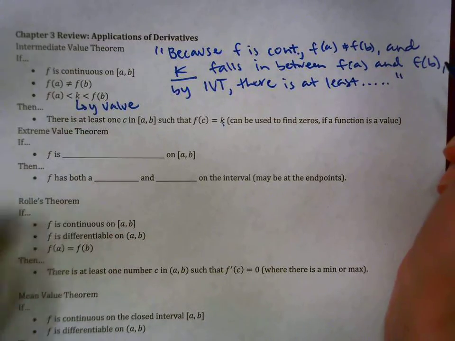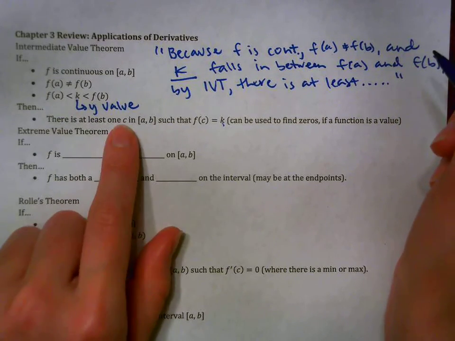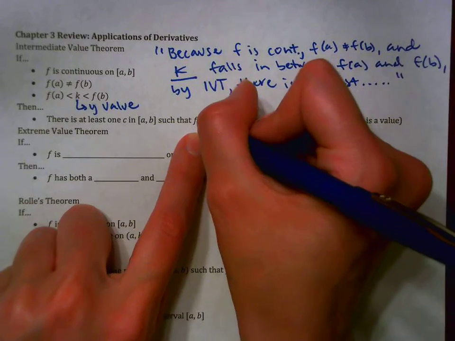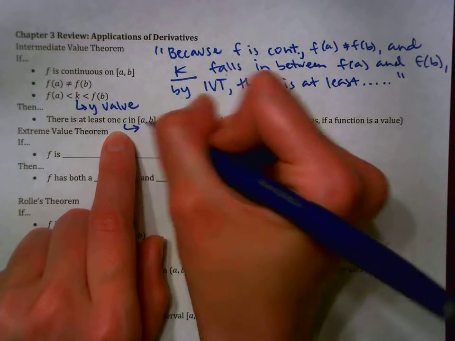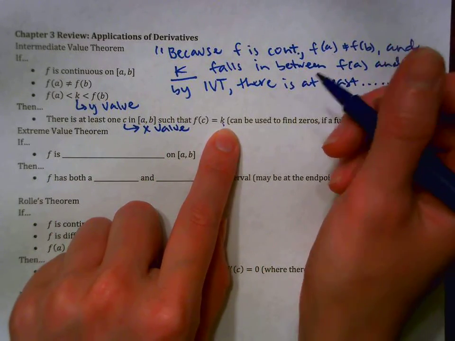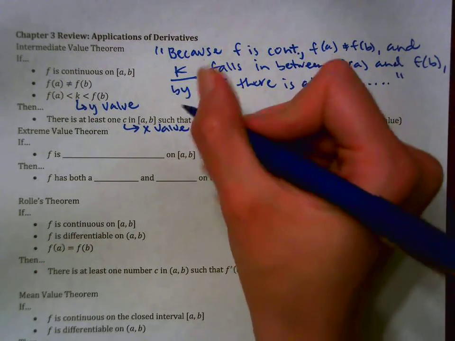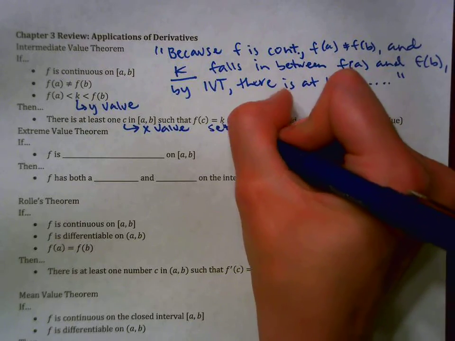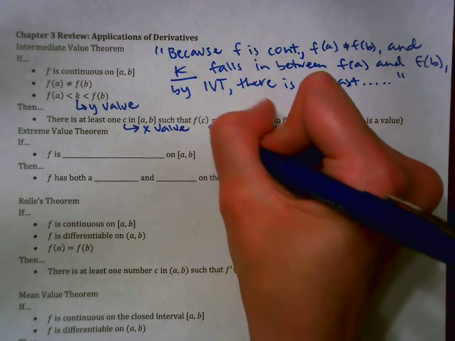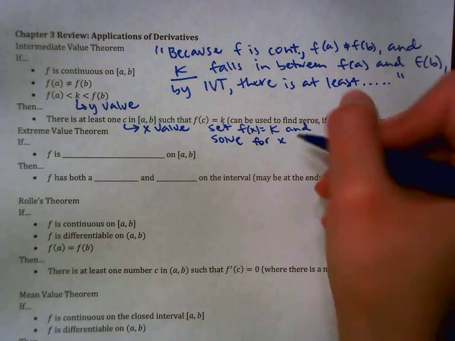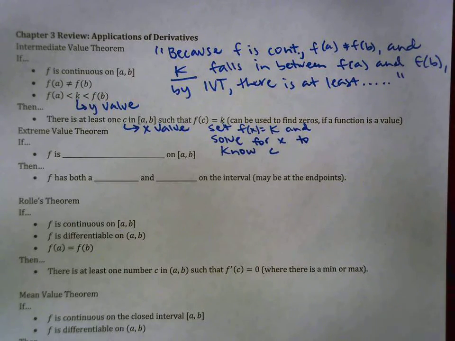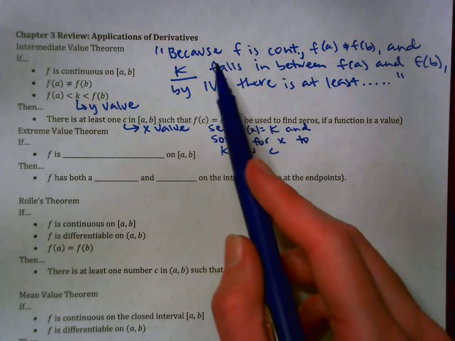Now, if it was a scenario where they wanted you to actually solve for that c, because there is at least one c, well then you just set f of x equal to k and solve for x, because c is an x value, right? There is at least one c, one x value, that if you plug it in the function, it gives that y value. So if it asks for c, you just set f of x equal to whatever that k value is and solve for x to find c. Now, they might not ask for that, though. They might just ask, is it guaranteed? And you would just write that sentence.